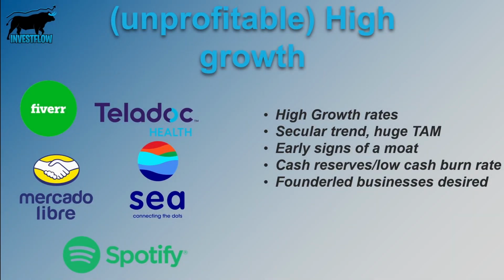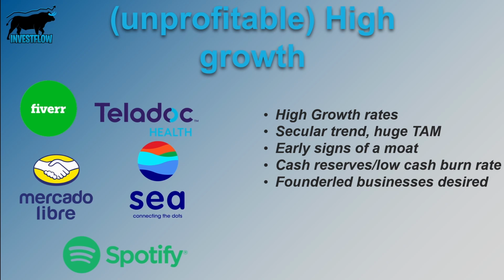My second segment are high growth companies. These for me include Fiverr, Teladoc Health, Mercado Libre, Z Limited and Spotify. I expect high revenue growth rates for these companies. I need them to be in a secular trend with a huge total addressable market, which pretty much means they need to be in an industry which is growing fast and will stay relevant and disrupt the future. For Fiverr, this is the gig economy and freelancing. For Teladoc, it's the digitalization of healthcare. Mercado Libre and Z Limited operate in fintech and e-commerce. And Spotify is a platform for the future of audio.